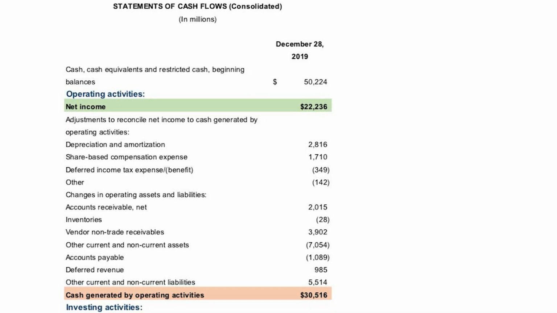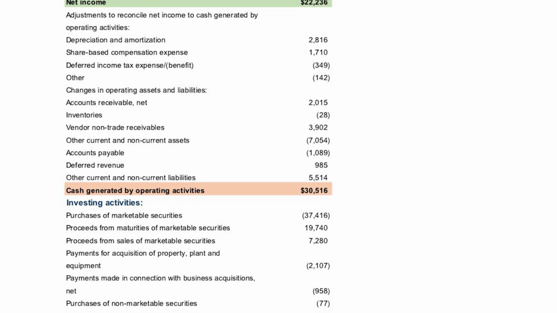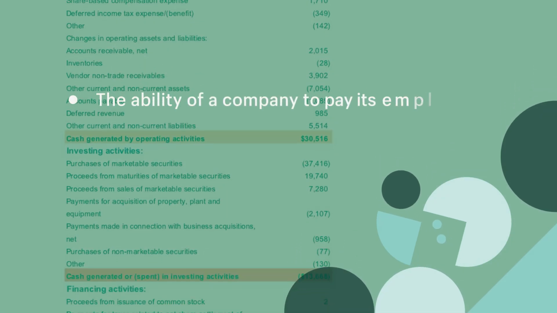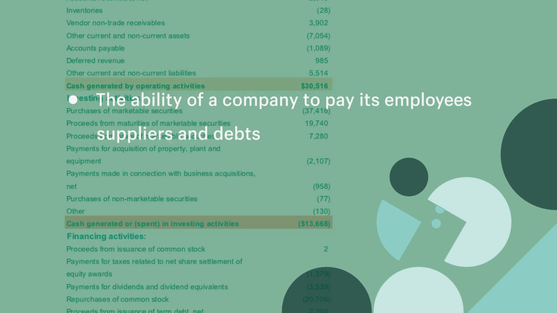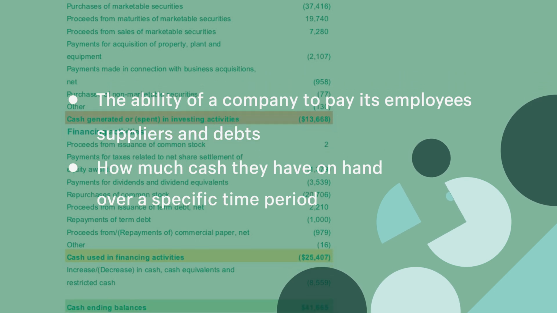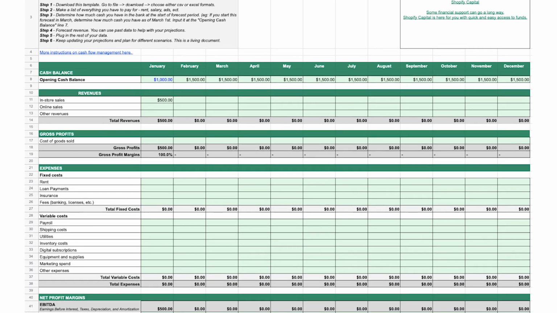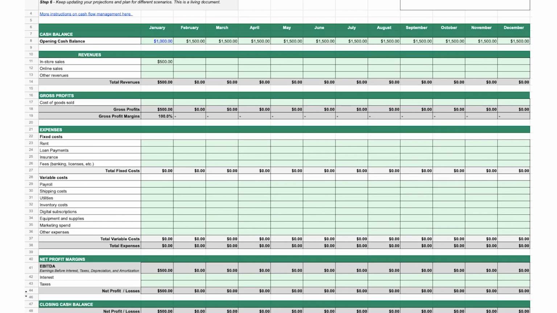Finally, we have the cash flow statement, which shows all income and debt over a specific time period. This statement tells us about the ability of a company to pay its employees, suppliers, and debts. It tells us how much cash they have on hand over a specific time period, like a month, quarter, or a year. In this video, I'm going to show you how to use a cash flow forecasting spreadsheet that is so easy anyone can use it. By using this projection tool, you'll be able to have all the information you need right at your fingertips to make better financial decisions. Before we do that, I want to arm you with the knowledge you'll need to actually make use of this incredibly helpful forecasting tool.